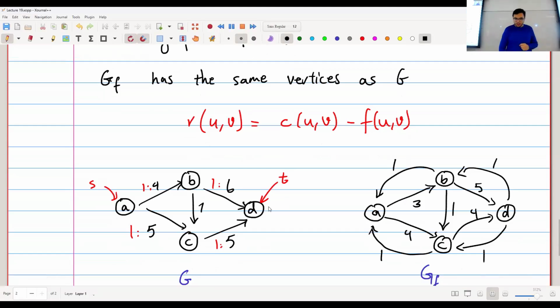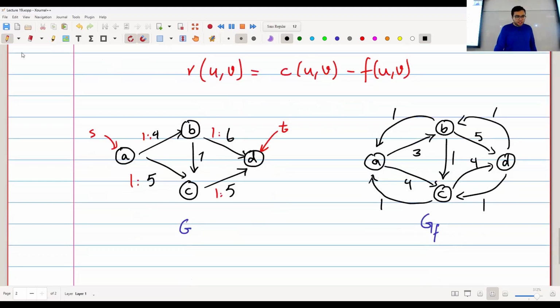Okay. So now my algorithm for finding maximum flow is very simple. I start with a flow of 0, and I keep augmenting until I get stuck. When do I get stuck? I get stuck when in this residual graph G_f, I cannot find any path from A to D. Actually, let me see if I can really get stuck here fast.